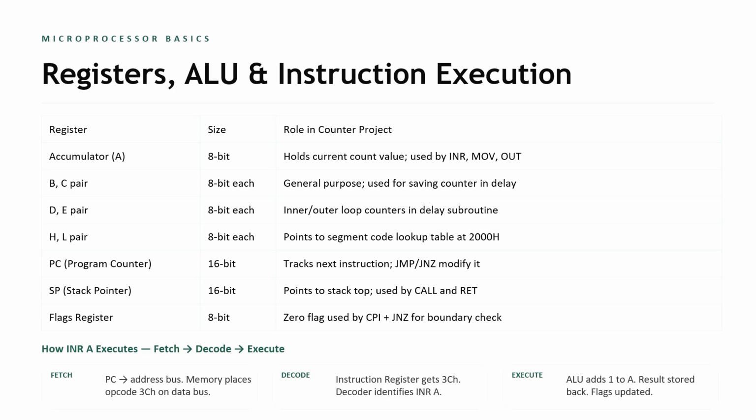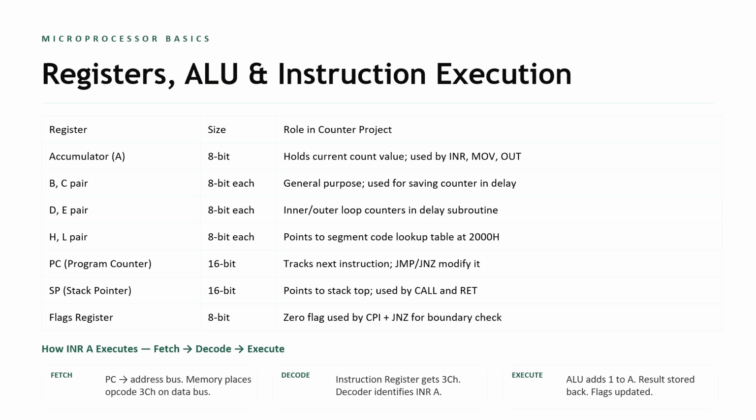The program counter, 16-bit, tracks the address of the next instruction. Jump at non-zero instructions directly modify the PC to create loops. The stack pointer, 16-bit, points to the top of the stack. It is used automatically by the CALL and RET instructions.